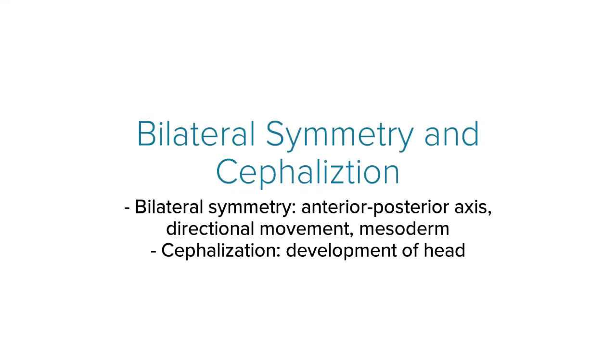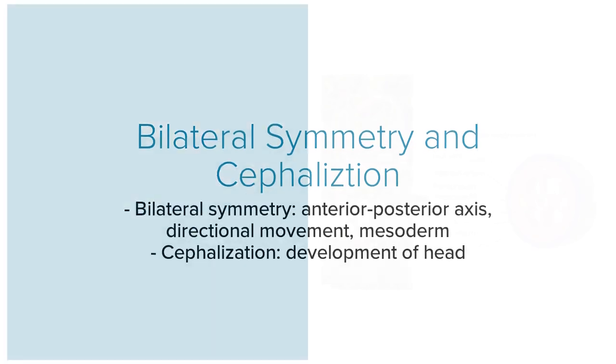So another key development in animal evolution is the evolution of bilateral symmetry and cephalization. So bilateral symmetry established an anterior-posterior axis, and it allowed for directional movement, and it also allowed for the evolution of a third layer called the mesoderm. And cephalization essentially allowed for the development of a head.